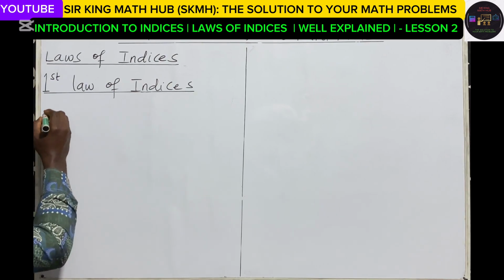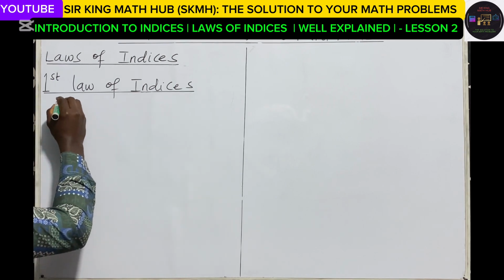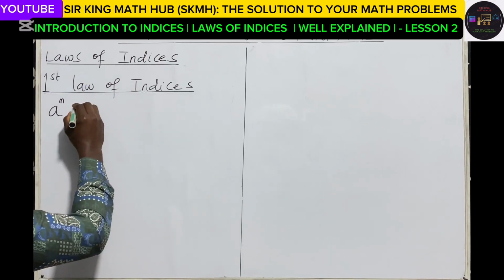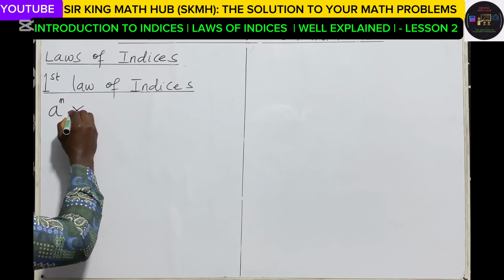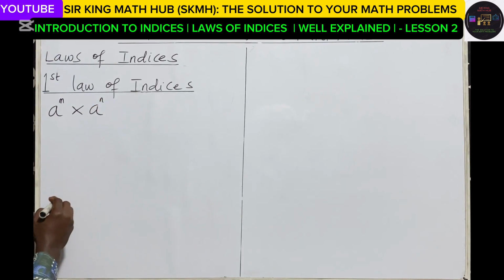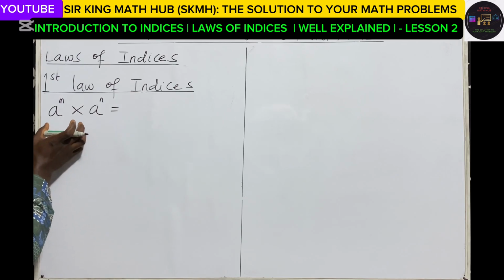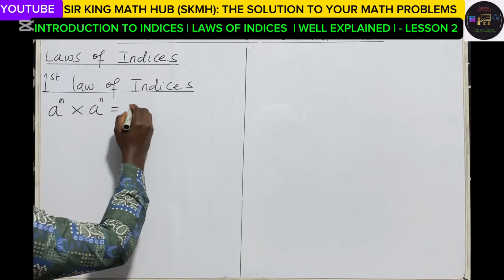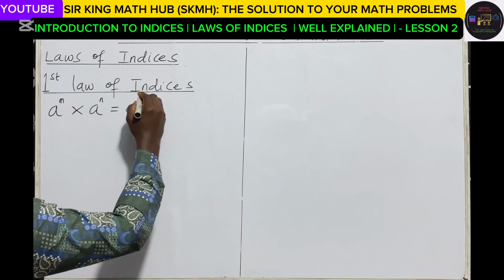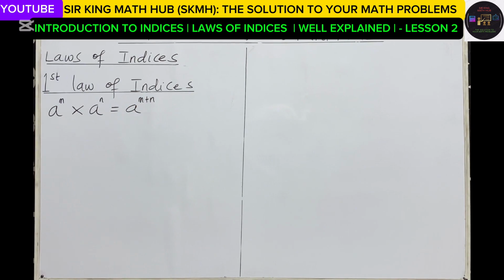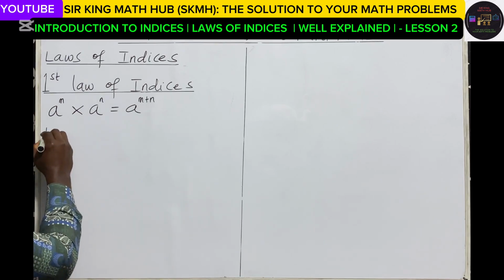Now, the first law is saying that, let's say we have an index, a exponent m, multiplying another index with the same base. So let's say a exponent m. All that this law is saying is that anytime we come across a situation like this, whereby two indexes are multiplying with the same base, just write one of the bases and then add the index. So let's look at an example.